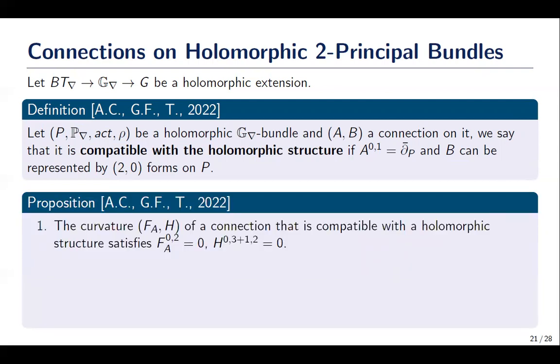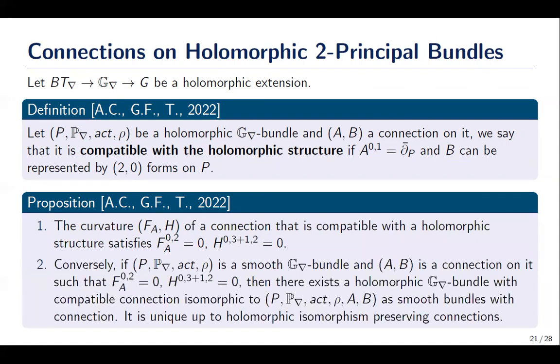And with this definition, well, the first part of this proposition is very trivial. If I have a connection that is compatible with a holomorphic structure, then its curvature satisfies these two conditions. But what's nice is the converse. If I have a smooth bundle for this holomorphic central extension, and I have a connection on it satisfying these two conditions, then I've obtained a holomorphic structure on my G-nabla bundle.